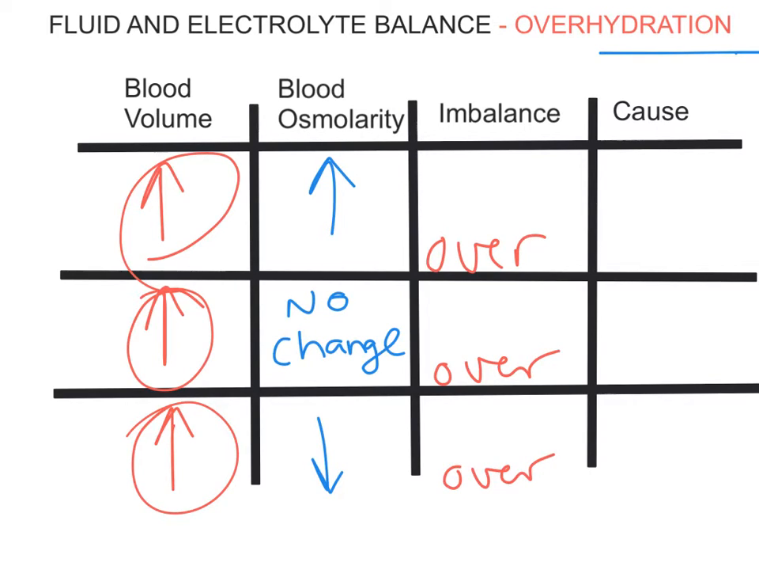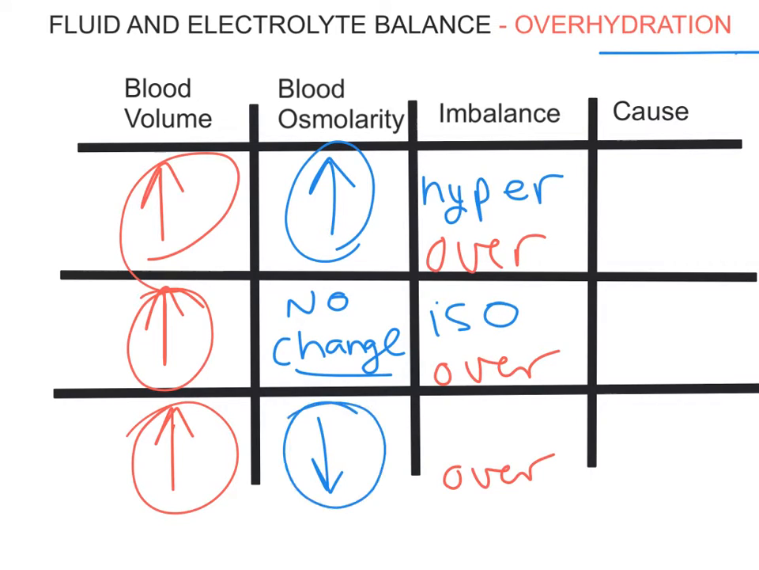So the first one, the osmolarity increased, therefore this is going to be hyperosmotic overhydration. Okay. No change, it's going to be isoosmotic overhydration. And here we have a decrease, so it will be hypoosmotic overhydration. Okay. To make a little bit more sense of this, let's look at what could cause these different conditions.